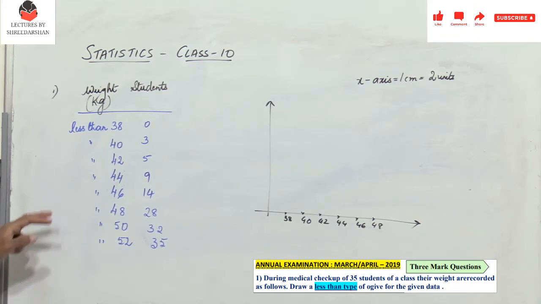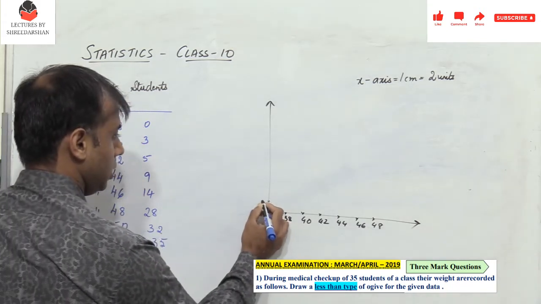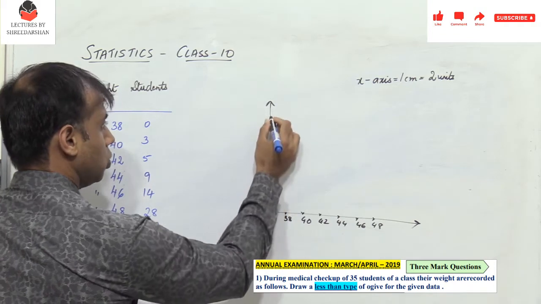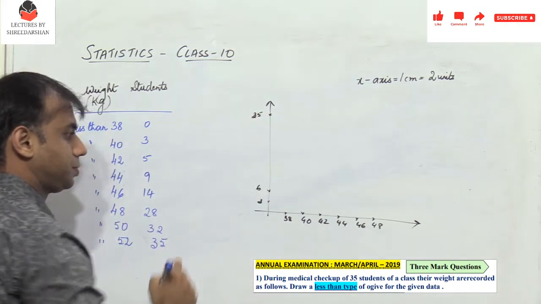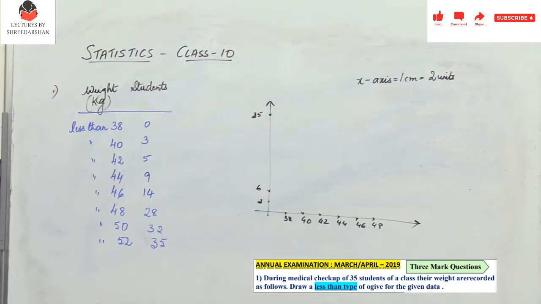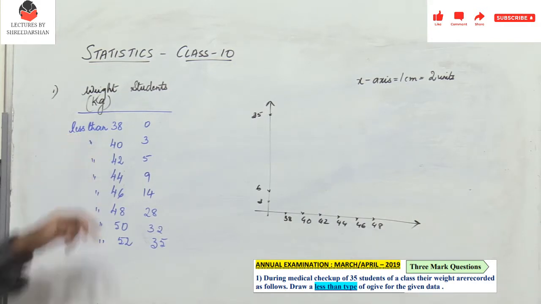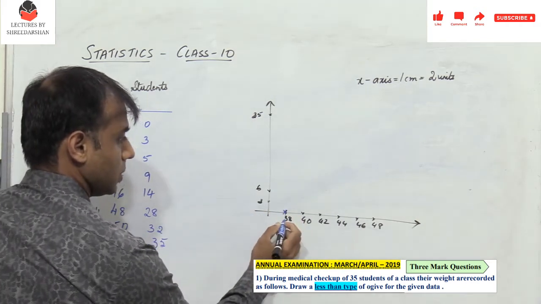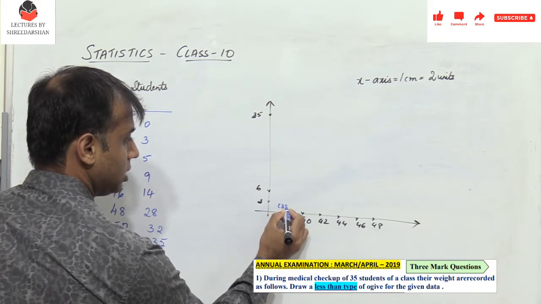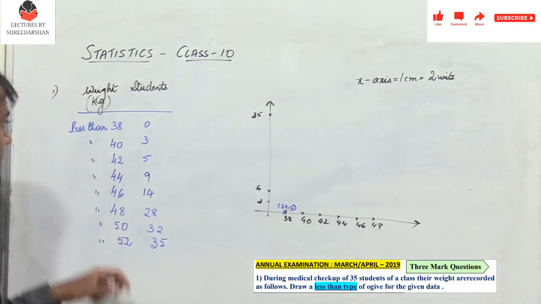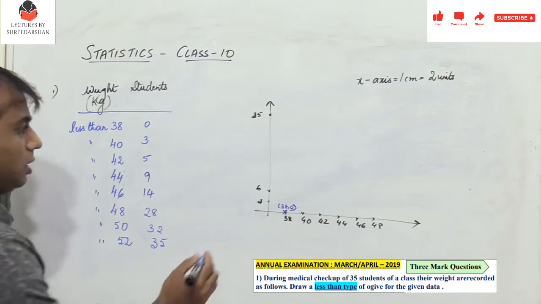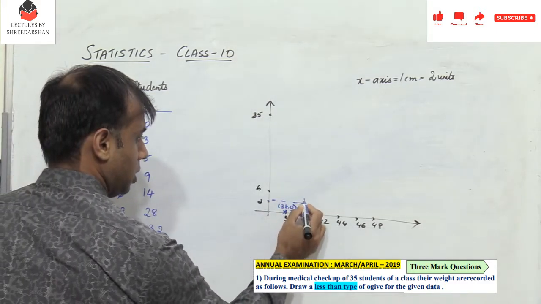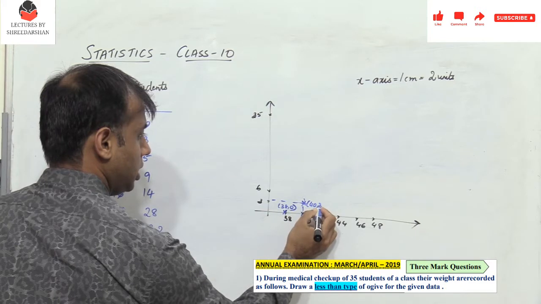Now along the y-axis I have number of students. So let me begin with 3, 6, and so on all the way up to 35. So I begin with the first one, less than type ogive. So less than 38 kgs is 0. So here I have a point. So this point will be 38, 0. Next, less than 40 is going to be 3. So I get a point here. So this is 40, 3.